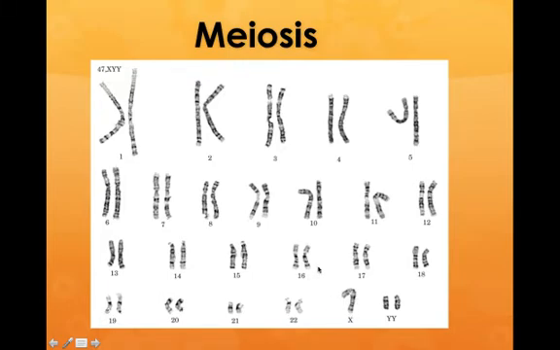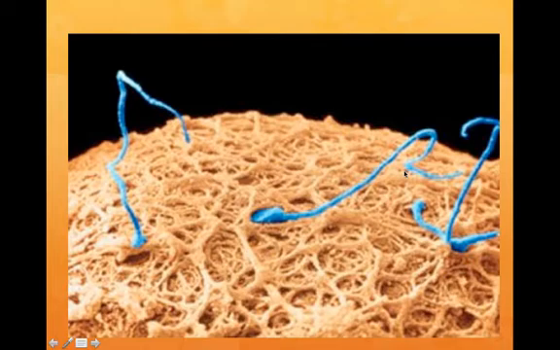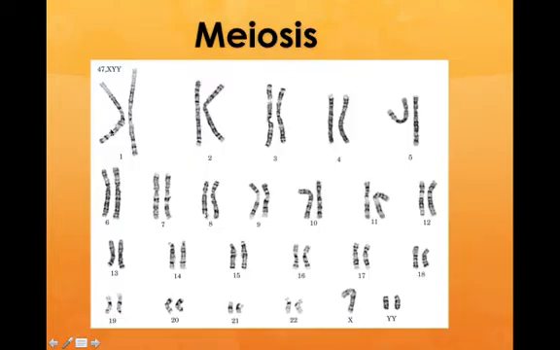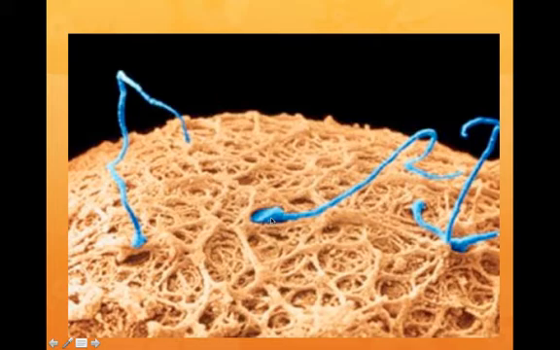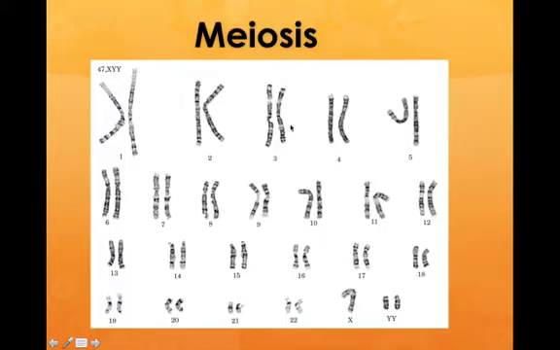So you can imagine, if we go back here, the sperm cell has one of every one of these, and an egg cell has one of every one of these. So when they fuse together to form a zygote, they end up having the full number. All right. So that's homologous chromosomes.